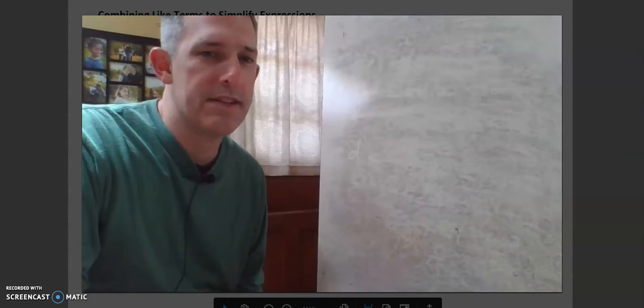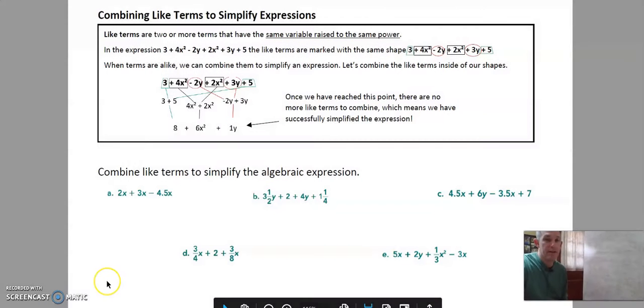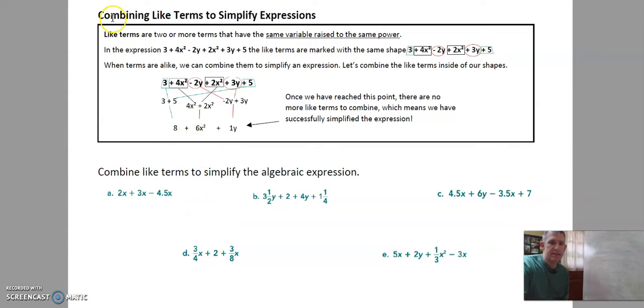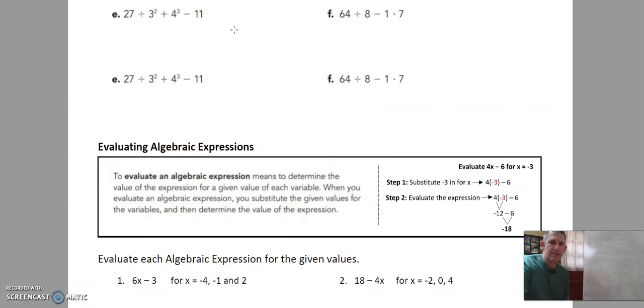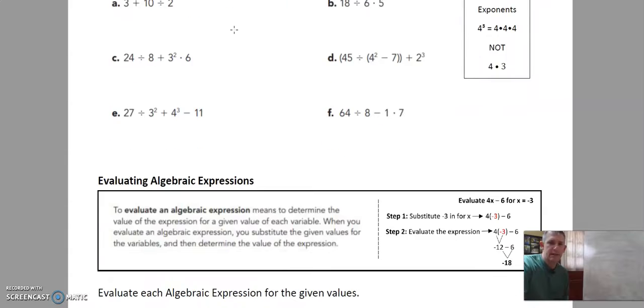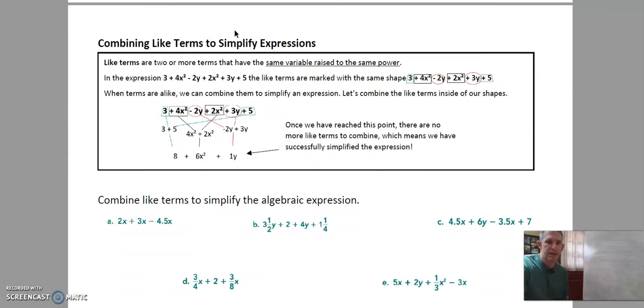Today we're going to be looking at the second page of the packet that came out, or is supposed to come out, on April 27th. So the page I'm looking at looks like this. It says combining like terms to simplify expressions. In our last video we looked at evaluating expressions and simplifying expressions. Now we're going to go into combining like terms to simplify algebraic expressions.